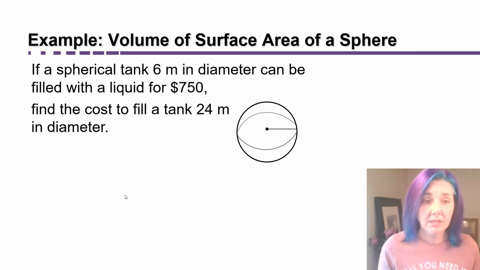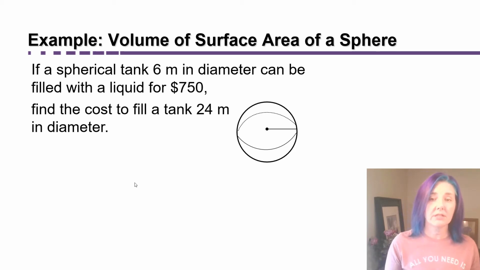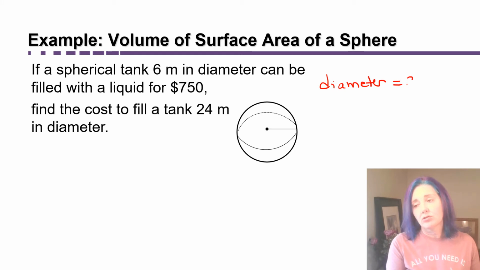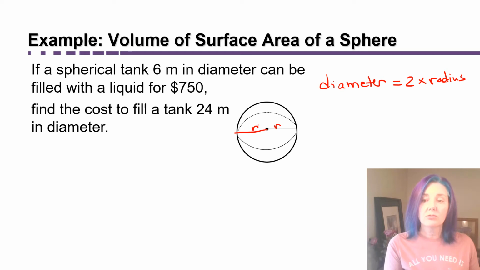Sometimes you will have a question like this one. It says if a spherical tank 6 meters in diameter can be filled with a liquid for $750, find the cost to fill a tank 24 meters in diameter. Diameter is 2 times the radius, right? So this is a picture of the radius r here. The diameter would go all the way across. It would be 2 r's. So if they're telling us the diameter is 6, well, 2 times the radius is 6. So that means the radius is 3.